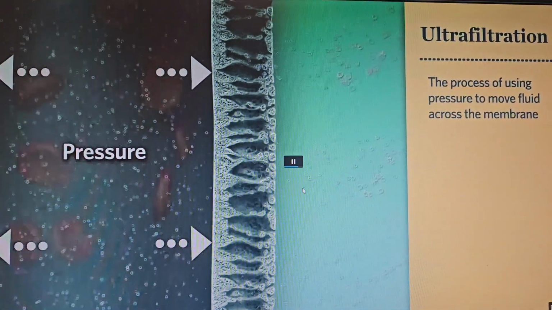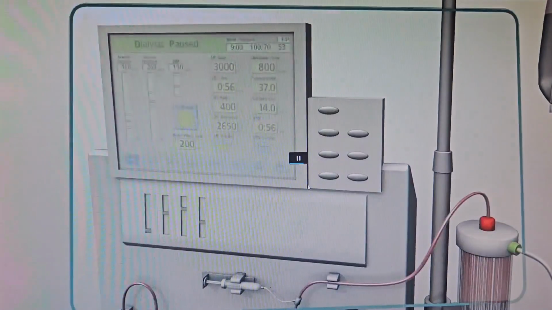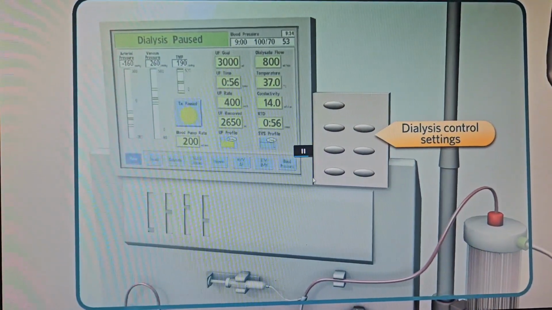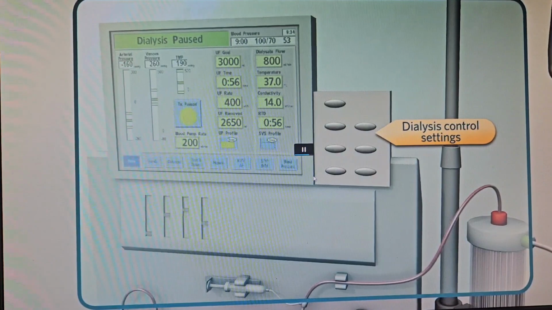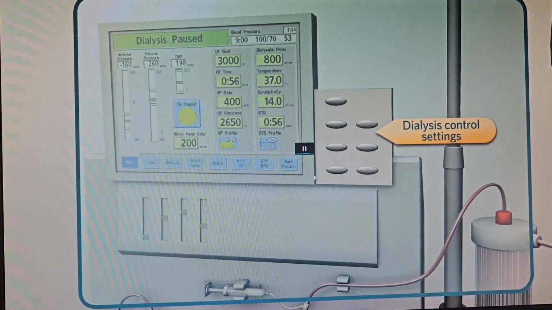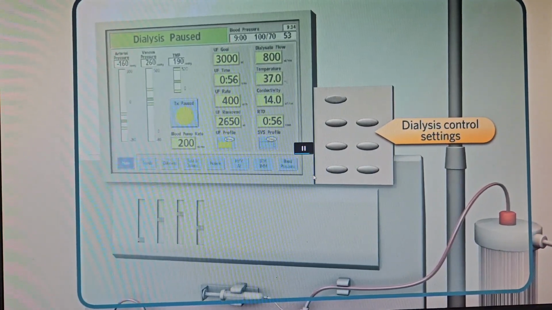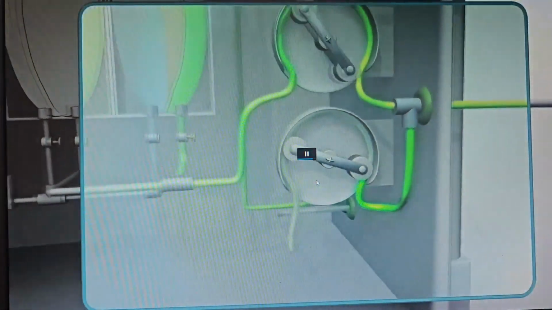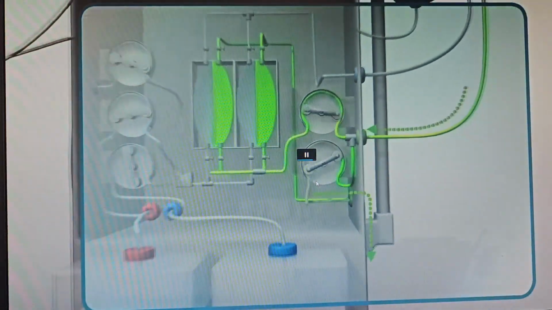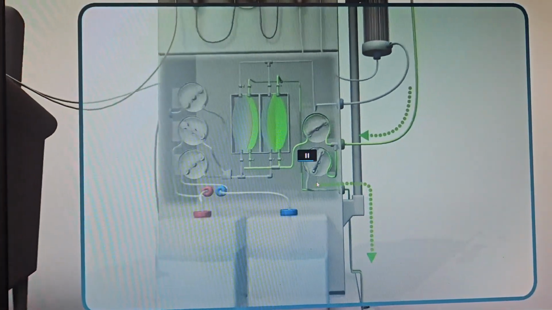across the membrane. Before the start of each treatment, a teammate sets the dialysis machine to remove a specific amount of fluid. This programs the ultrafiltration pump to remove this volume from the patient's blood over the course of the treatment and bring the patient to a more normal weight.